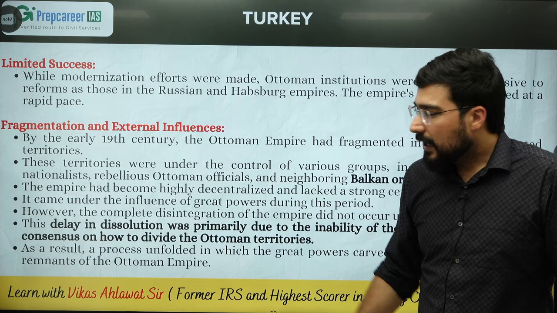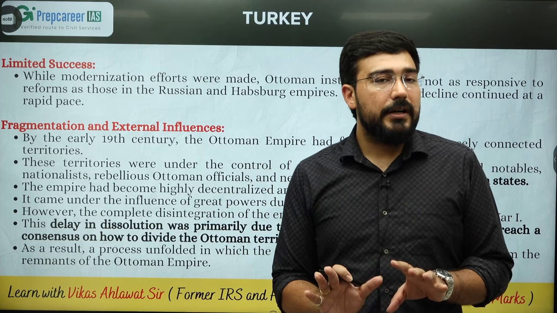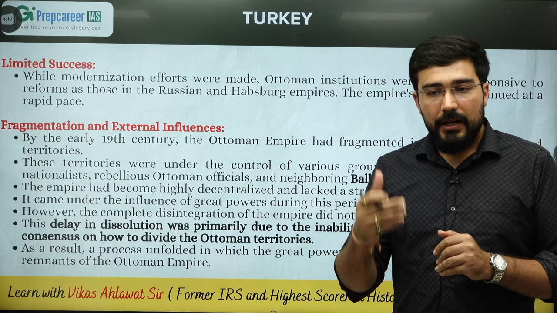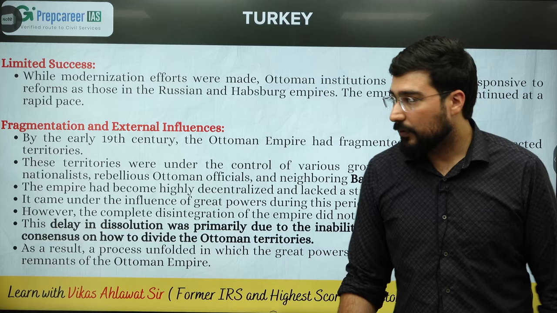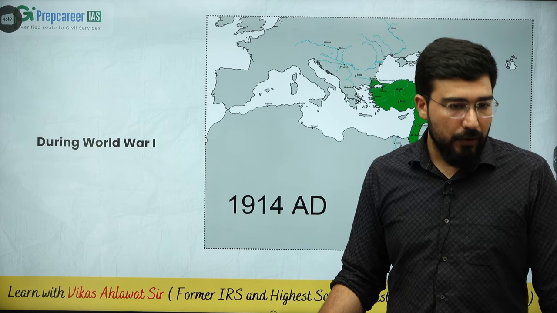And as I have already told you, the delay in the dissolution was primarily due to the inability of great powers to reach a consensus on how to divide the Ottoman territories. Eastern territory, they were the soft underbelly of Britain. They never wanted Russia to get in this area, because through Egypt, where will they reach next? India. This is how it's going to be problematic. Okay, so Turkey, by the end of the World War, eventually the majority of its territory would be given independence. Some of them will be under the mandate system also. Like Iraq, Syria, etc. They will be mandated under the League of Nations.